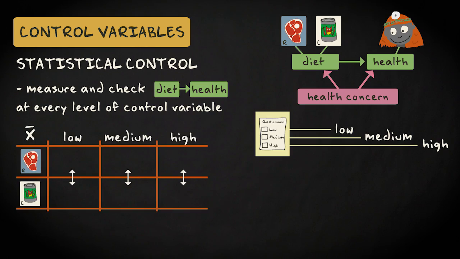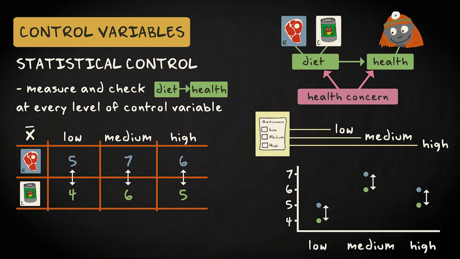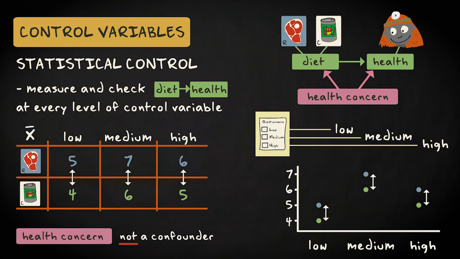We can now statistically control for health concern by seeing if the mean health scores differ in the low, medium, and high concern levels. Of course, this requires that we have enough observations in each of the three concern levels. If the raw meat group has a similarly higher mean health rating for all three health concern levels, then health concern does not provide an alternative explanation for the observed relation between diet and health.